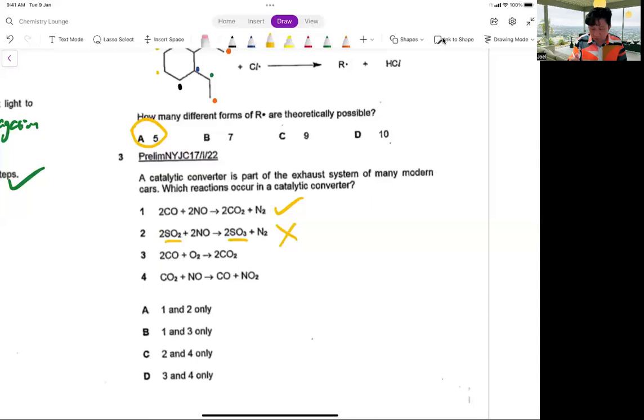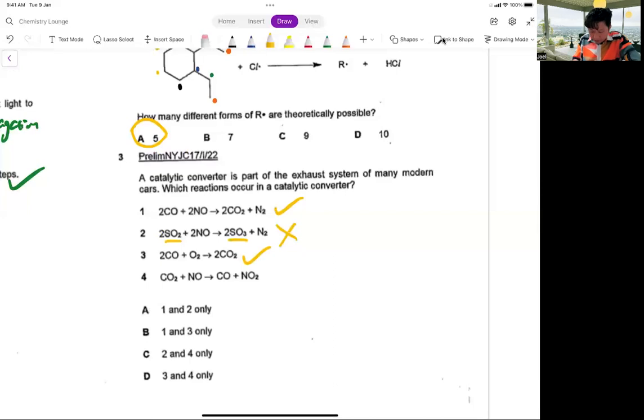SO2 will not be converted in the catalytic converter. Maybe it's just like that, but this is changed because we form SO3, which is a pollutant again. Right, a catalytic converter should form harmless products, or not pollutants. But okay, for sec 4, CO2 is not totally harmless also. It's not a pollutant, but it's a greenhouse gas, right? Very good. Third one, correct.